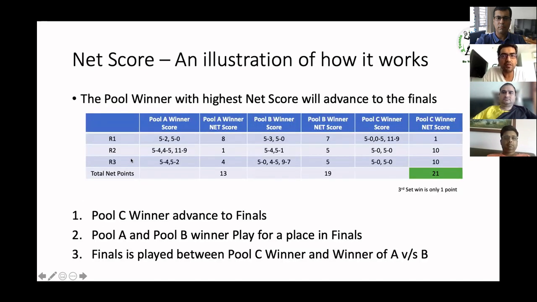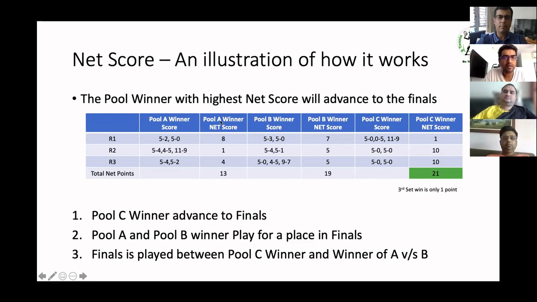This is an illustration of how the pool works, right? The pool winner with the highest net score, as we mentioned, will advance to the finals. So imagine pool A. In pool A, in the first round, the winner scores 5-2, 5-0. In round two, it is a three-setter match, and the score is 5-4, 4-5, 11-9. And in the third round, the score is 5-4, 5-2, right? So if you look at this, it's a net of the set scores.